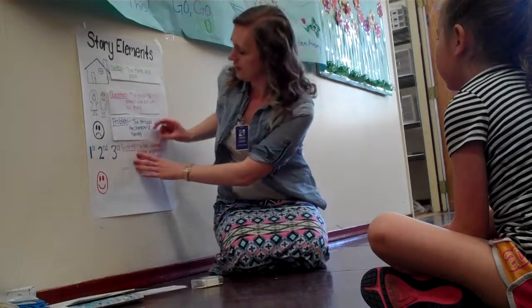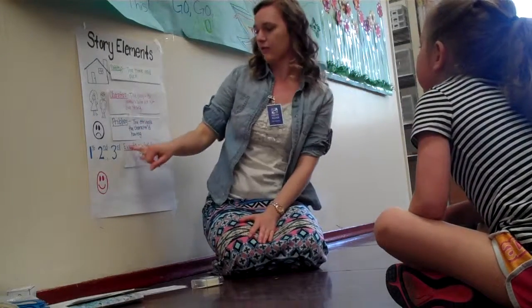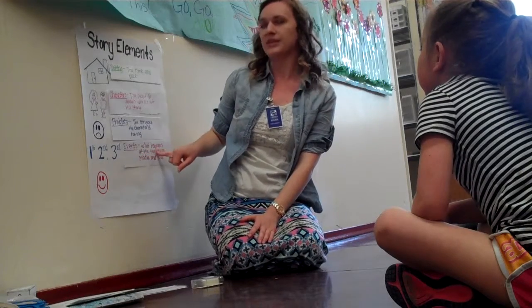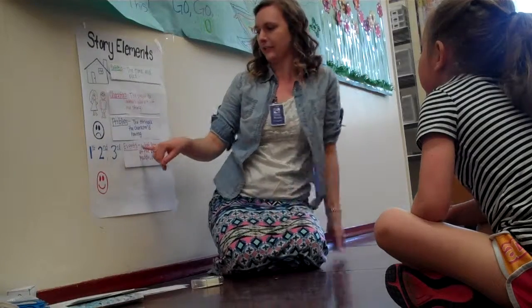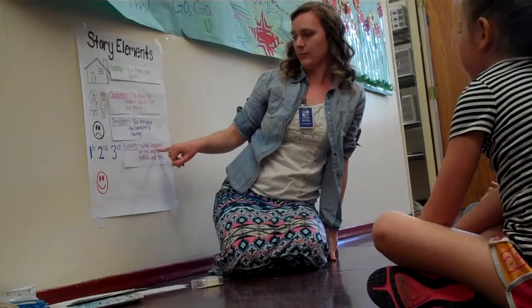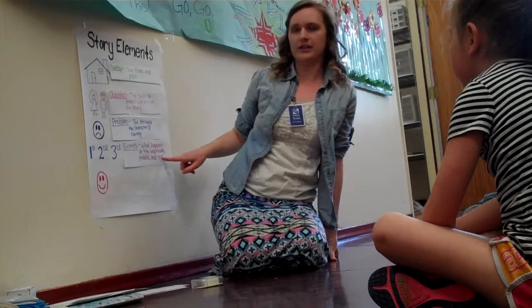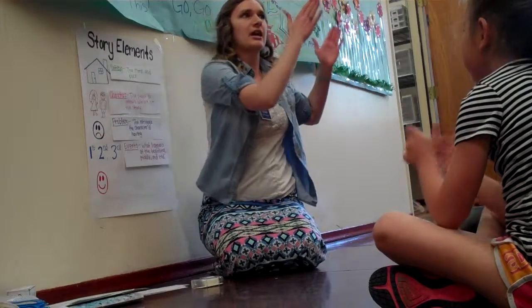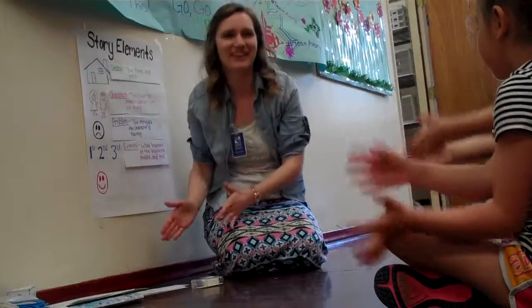It is red. So our chart is going to say events, what happens at the beginning. And I know what the next one is. No peeking, so we're going to read this together. Ready? Events, what happens at the beginning, middle, and end. So for our hand motion, we're going to show what happens at the beginning, the middle, and the end. Ready? Everyone do that with me. So events, what happens at the beginning, the middle, and the end.